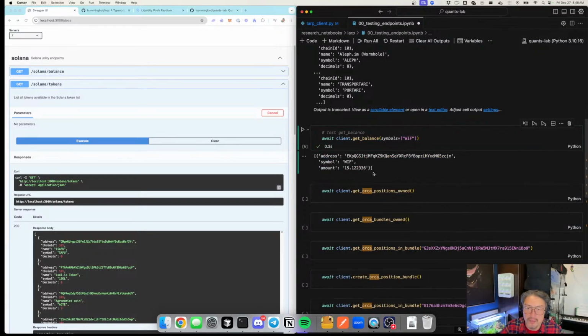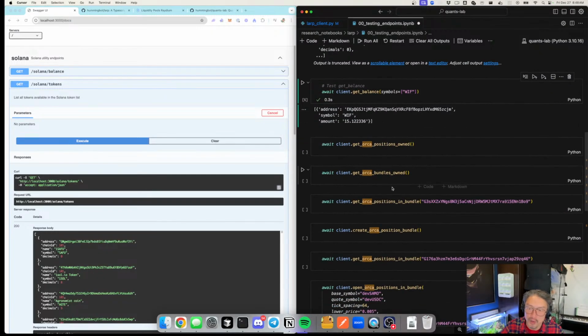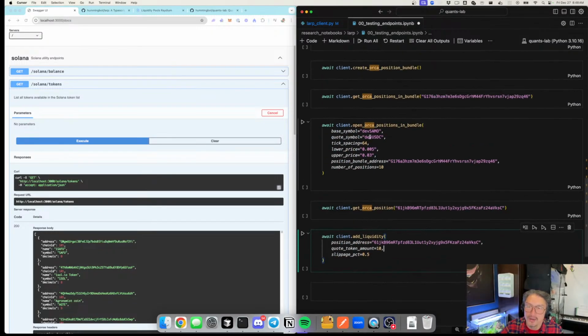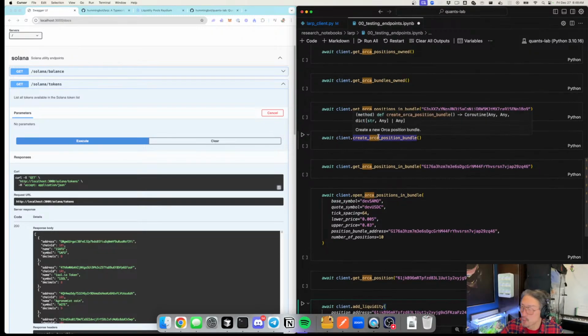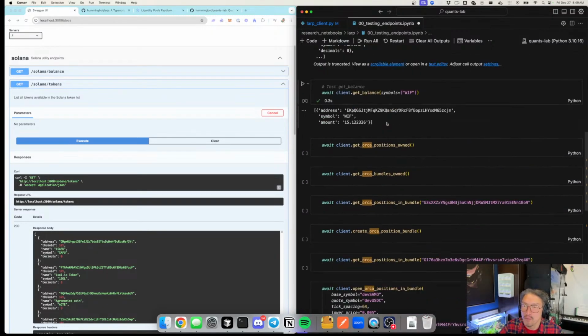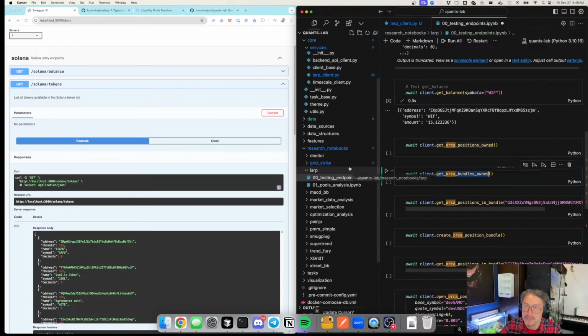Then we can do other things like create positions and bundle. We can add liquidity to various endpoints. Some of this may not be working, as we probably need to make sure the endpoints are working properly for both Meteora and Orca. But overall, the idea behind Quantlab is that you can access all the endpoints in a simple set of commands like this, and now you can automate them in terms of tasks.